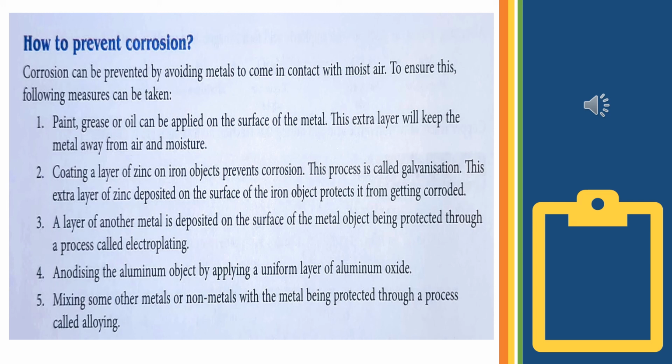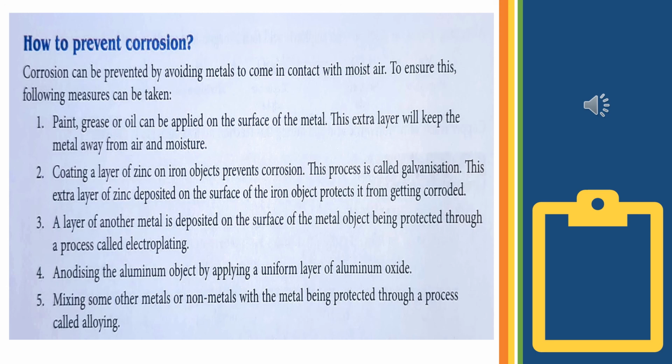Next is anodizing the aluminium object by applying a uniform layer of aluminium oxide. When we apply a layer of aluminium oxide on any surface of aluminium, the process becomes anodizing. This process is generally used in aeroplanes because aeroplanes are made up of aluminium and we don't want the aluminium used in aeroplanes to get corroded. So this anodizing is generally used.